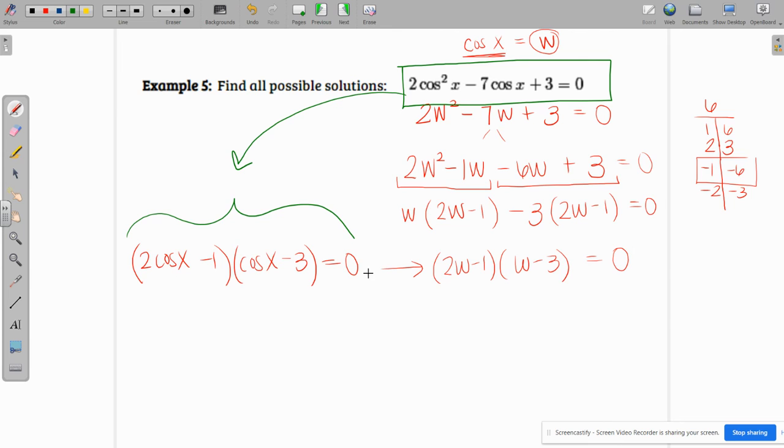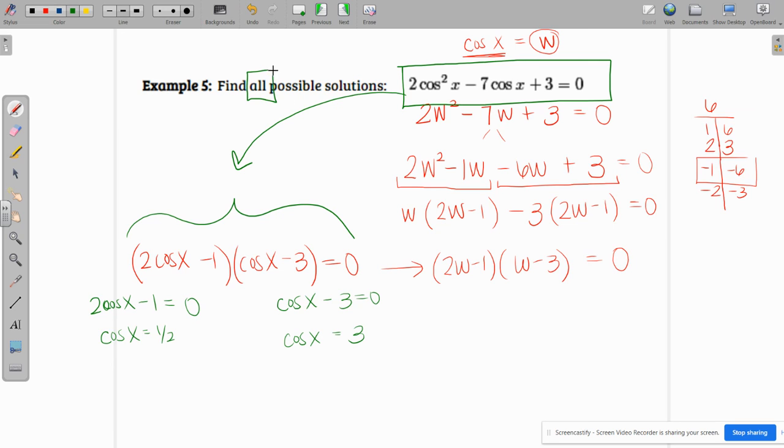So now we have a product set equal to 0. So that means that we have to set each individual factor. Well, it's 2 times the cosine of x minus 1. We set each factor equal to 0. Cosine of x minus 3 equals 0. So here I would add 1 and then divide by 2. So the cosine of x equals 1/2. And over here I would add 3. So the cosine of x equals 3.